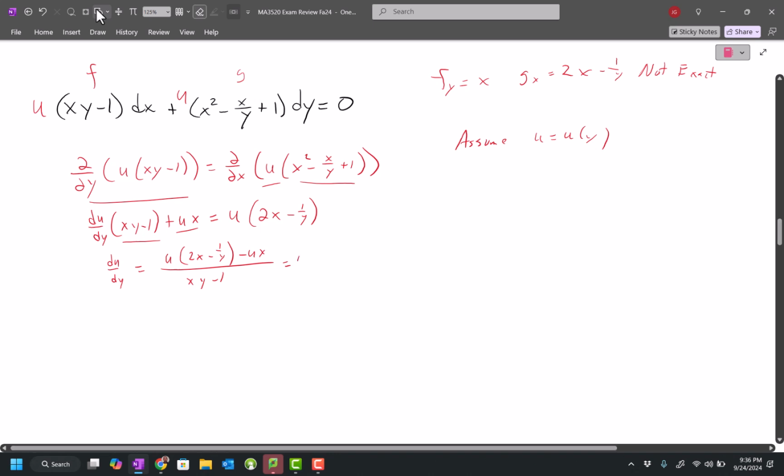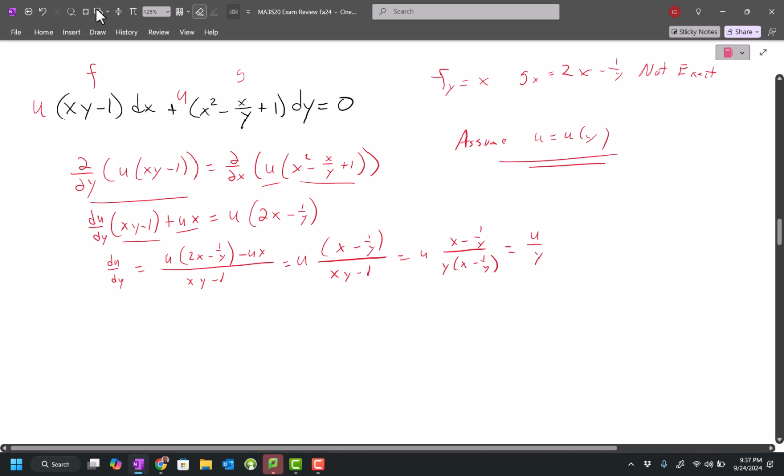I can see that I can factor a u out of the numerator. In that case, my new numerator would be 2x minus 1 over y minus x. So 2x minus x is just x. So it looks like I would have x minus 1 over y. In the denominator, x times y minus 1. And here I might note that if I factor out a y in the denominator, I would get x minus 1 over y in the denominator. Therefore, that right-hand side really simplifies to just u over y.